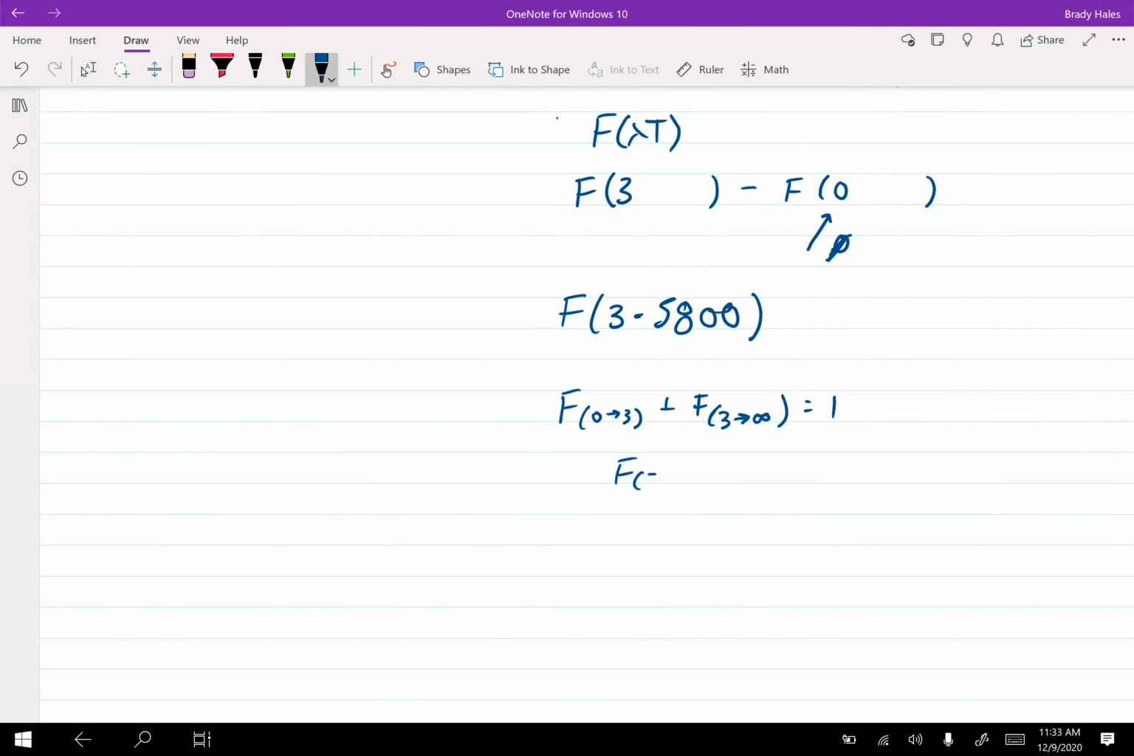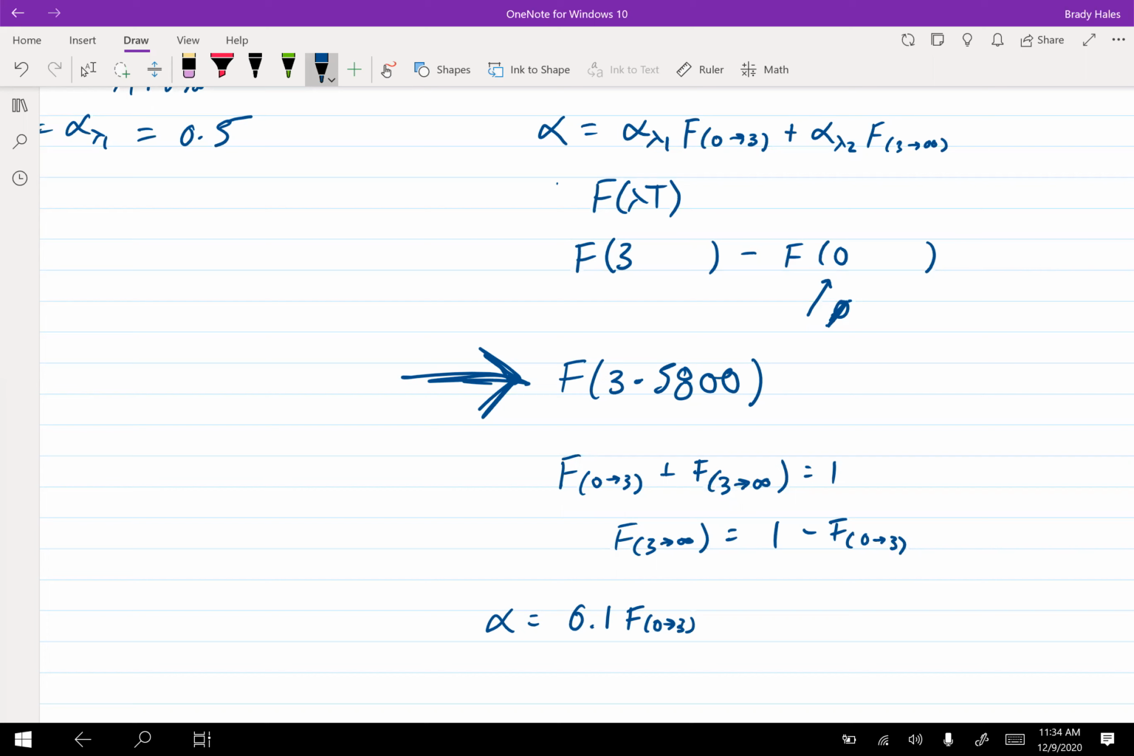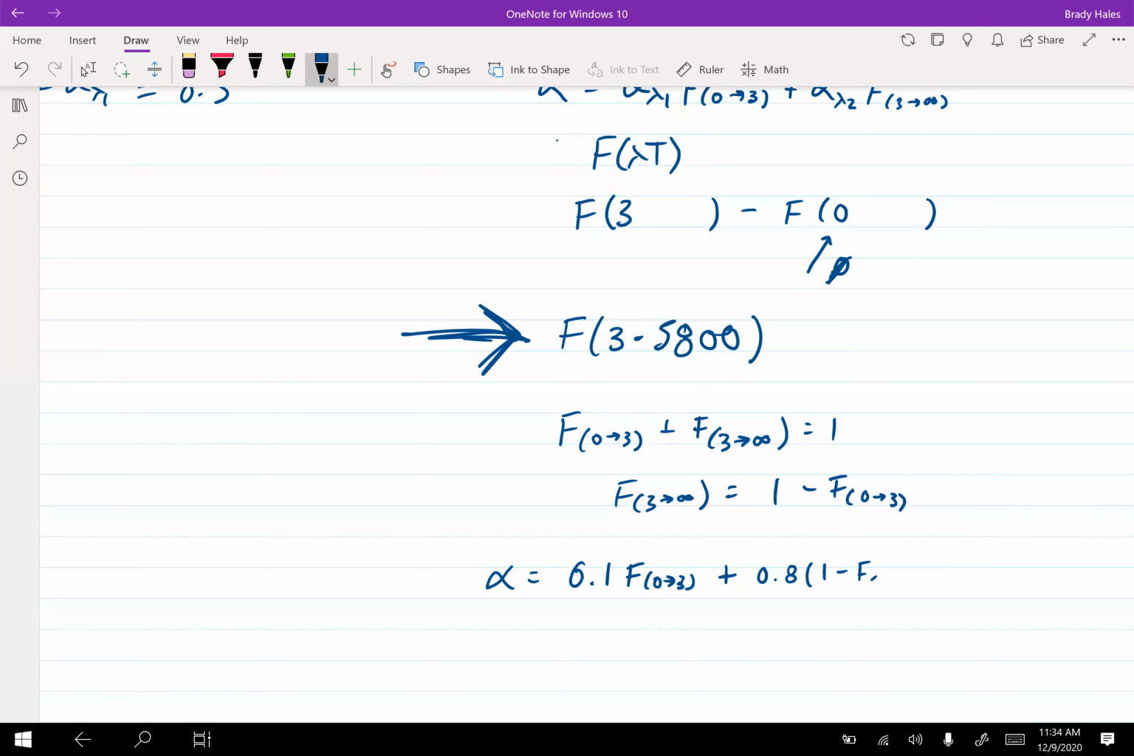And so now we have alpha is equal to 0.1 times f0 to 3, which we found. Again, remember that's this. You do 3 times 5,800, so that's going to be a little less than 15,000. You might have to do some interpolation. Look it up in the table. Plus 0.8, I believe I said it was, times 1 minus f0 to 3. So you can do that now.